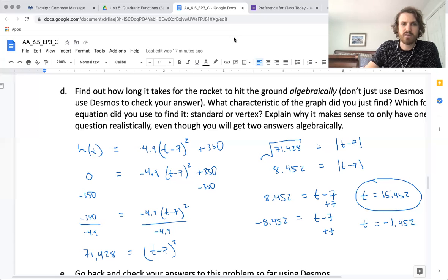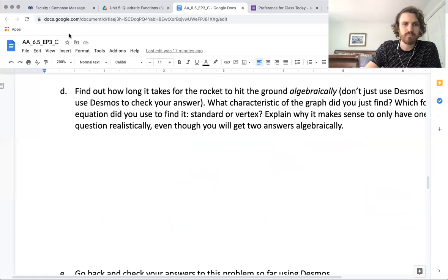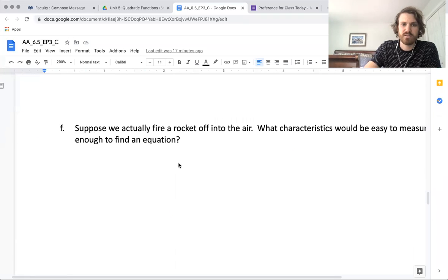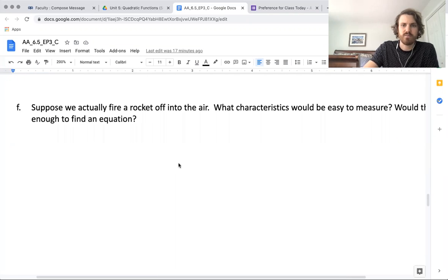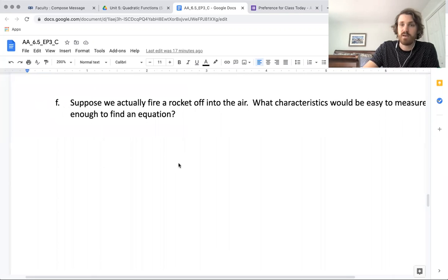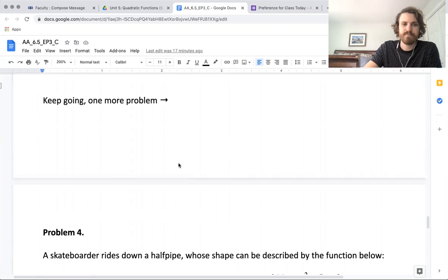So hopefully you can check those with Desmos. And if I'm wrong, you can let me know. Confidence, a little bit dangerous. Suppose we actually fire a rocket off into the air. What characteristics would be easy to measure? Would this be enough to find an equation? So I'll let you think about that.